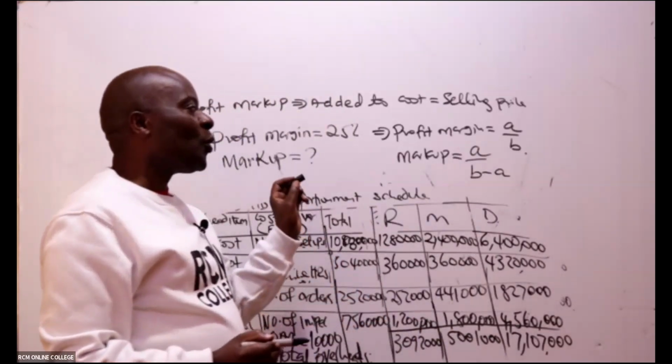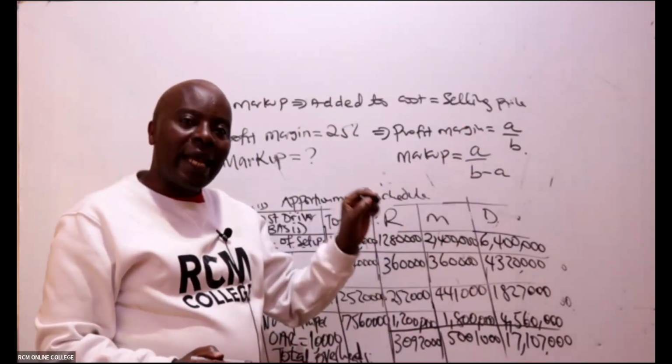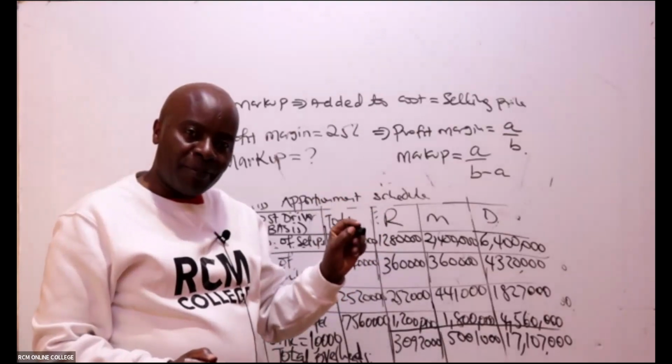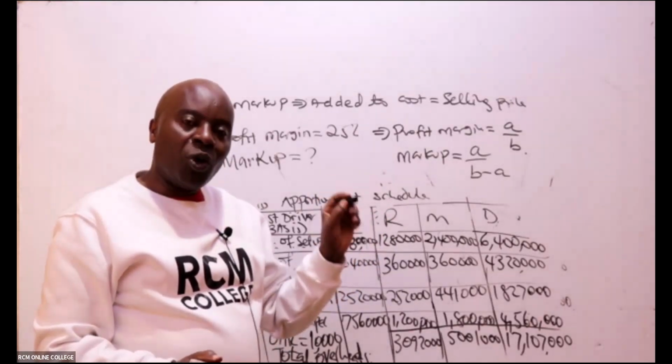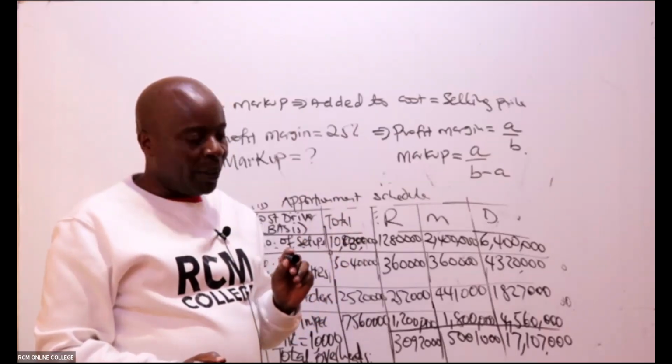So whenever we want to go down to markup, remember the numerators will be the same. Difference is the size of the denominator. Markup will always have a smaller denominator. Well, what do you mean?